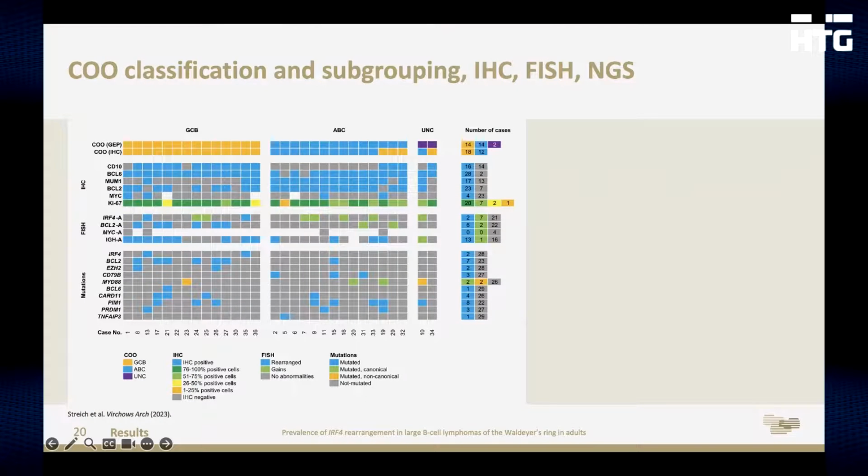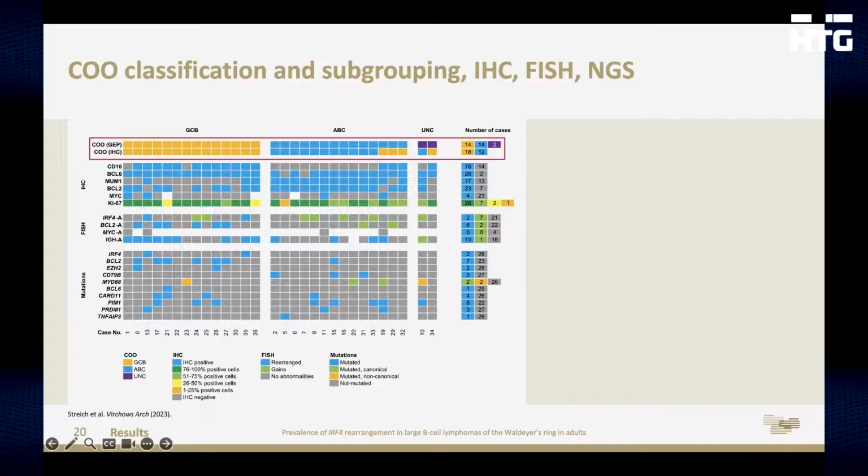Those of you who already read our publication will know this figure. It summarizes the results of the COO classification, the immunohistochemistry, the FISH analysis, and the NGS, and I'm going to explain this figure and the corresponding results step by step. Up first are the results of the COO classification using gene expression profiling and immunohistochemistry.